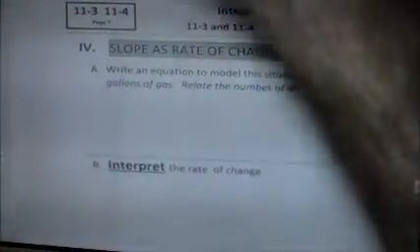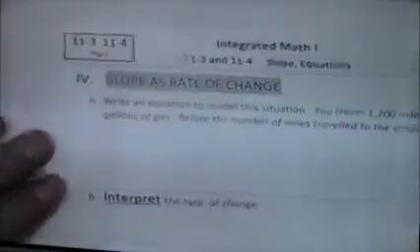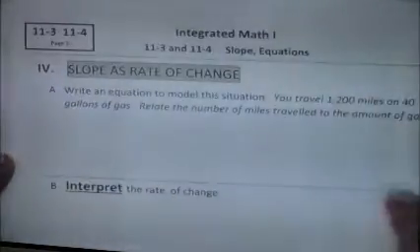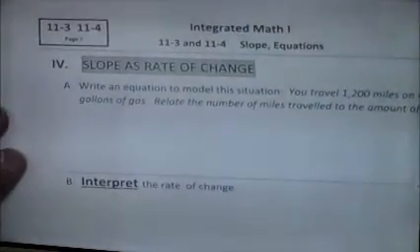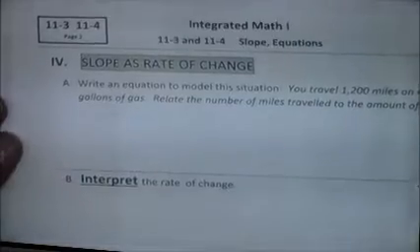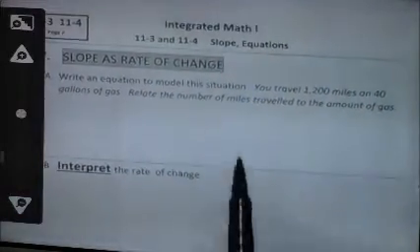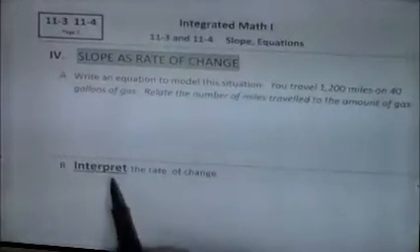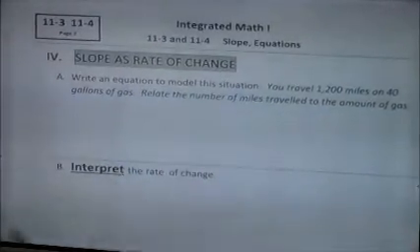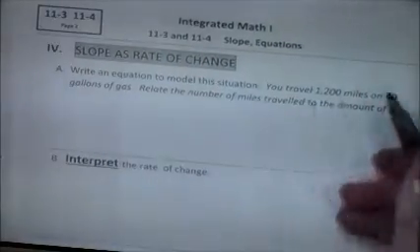So what we're going to do now is do slope as a rate of change. We're going to find slope again, but we're going to talk about it. Notice it says here interpret. It means we're going to have to write about and explain what it means. So let's look at this situation.